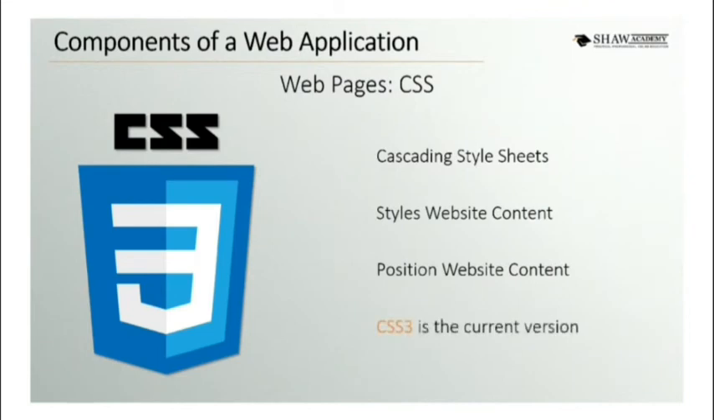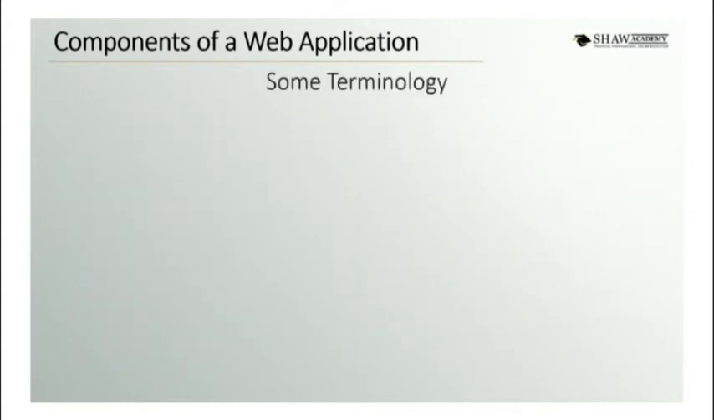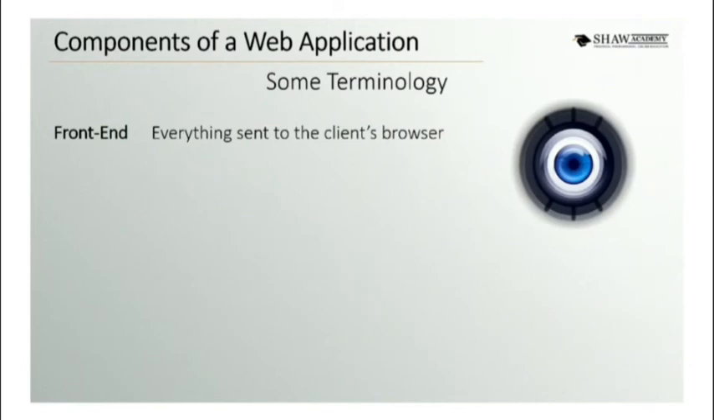The latest version, guys, is CSS3. There's currently no plans for CSS4 as far as I'm aware in the near future, but I'll let you know if that changes. Okay, before we move on to backend code, which is the final component of a web application that I want to look at, we want to have a look at some of the terminology. One of the students earlier on mentioned front end, and front end is a term that means everything that is sent to the client's browser. So this includes HTML, it includes CSS, and it also includes JavaScript.